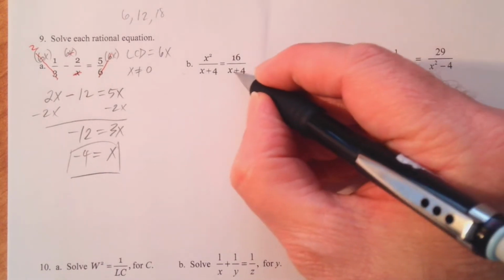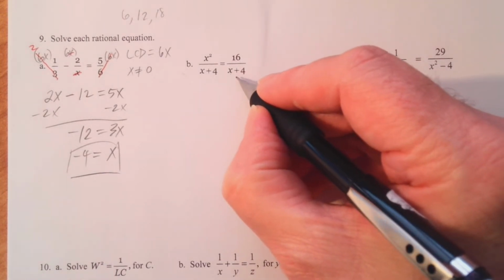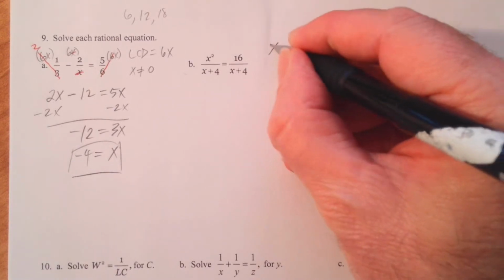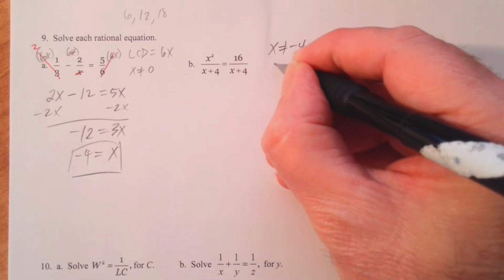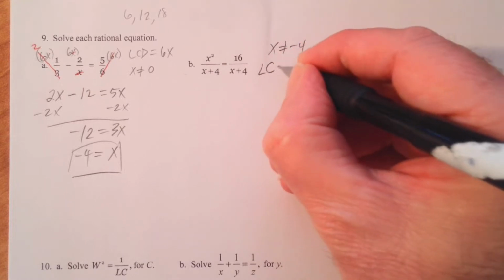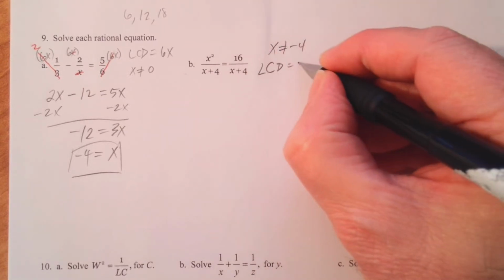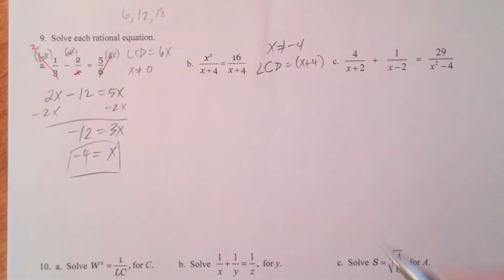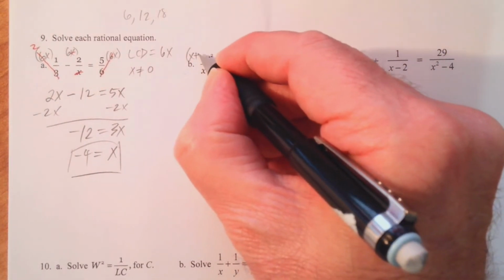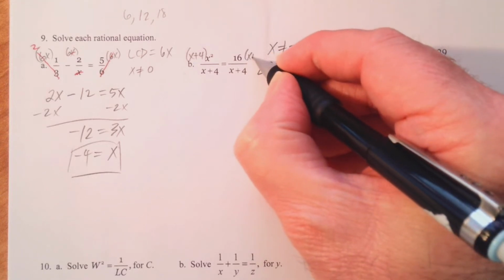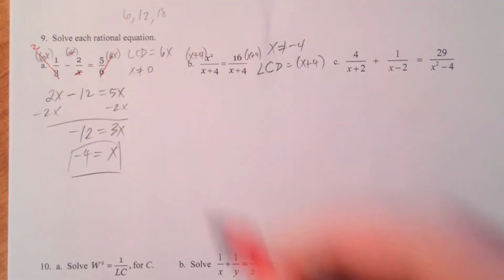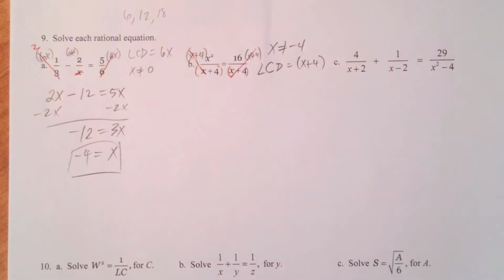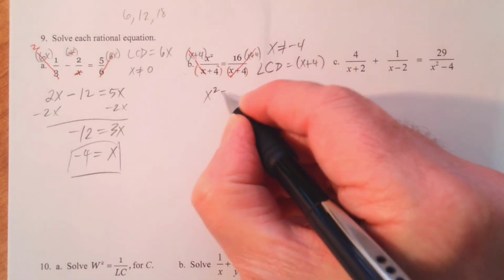Now here, notice if x were negative 4, our denominator would be 0 and we'd be undefined. So first of all, x can't be negative 4. Our LCD is going to be our denominator, which is x plus 4. It's the only one. So we'll multiply each side by x plus 4. And notice what happens here. The x plus 4's cancel. And you're left with x squared equals 16.